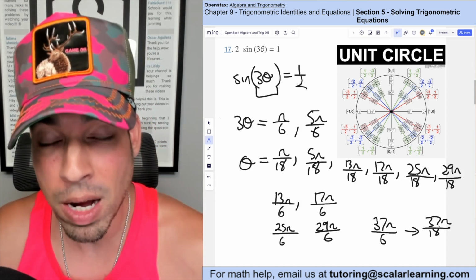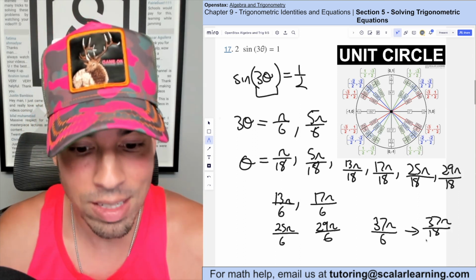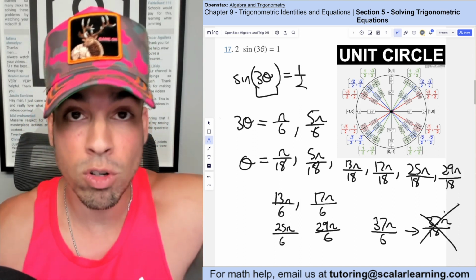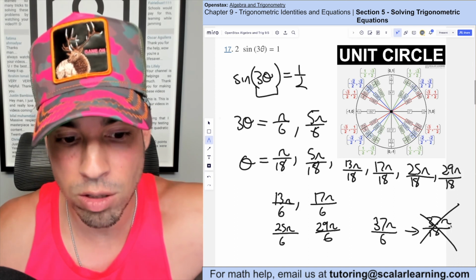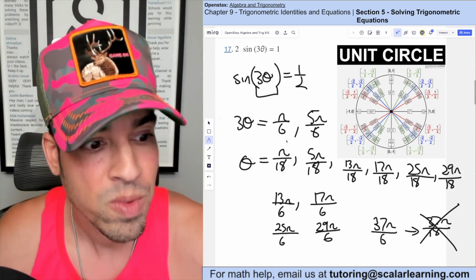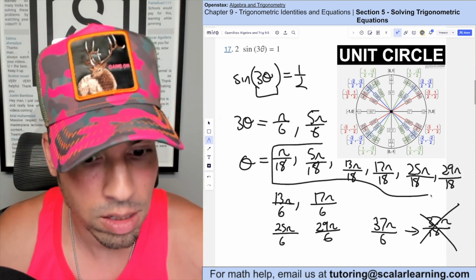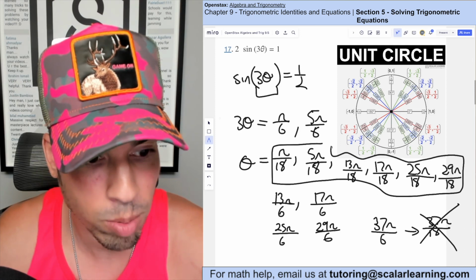But 36 pi over 18 would be 2 pi. This is beyond 2 pi. So now we've gone too far, right? Now this is not included from 0 to 2 pi. So we stop there. So these are our answers. These 6 solutions are viable options for theta.